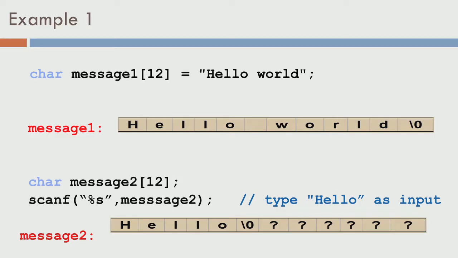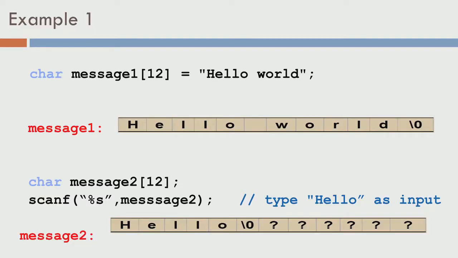Sometimes you want to read things from the user. For instance, let us say I want to read a message from the user. So I have message 2, which is of size 12, and I scan the message. The specifier for scanning a string is %s. We have seen how to scan integers and characters before; %s is the specifier for scanning a string. So, s stands for string.